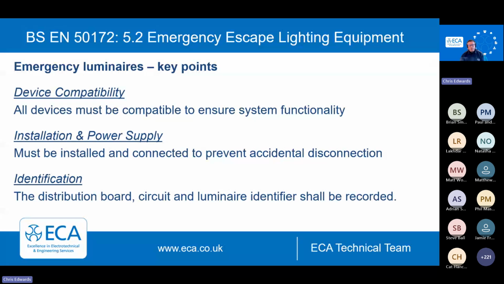There are more details to it regarding rush current and all that sort of stuff. But anyway, 5.2. It says that for installation our power supply can't be from a plug-in socket, and that all items need to be identified. The distribution board, the circuit, and the luminaire need to be identified.